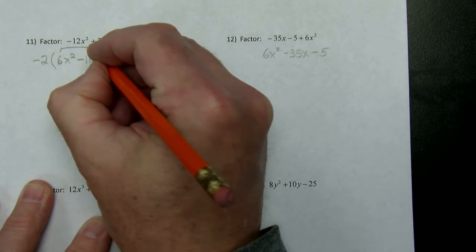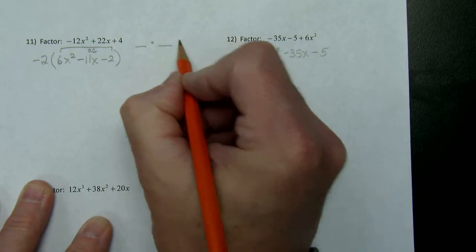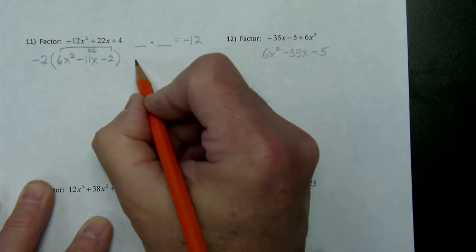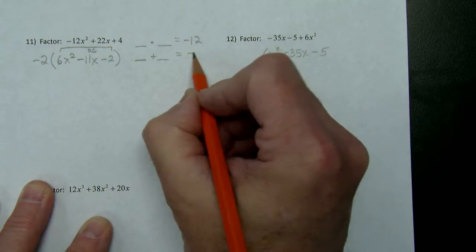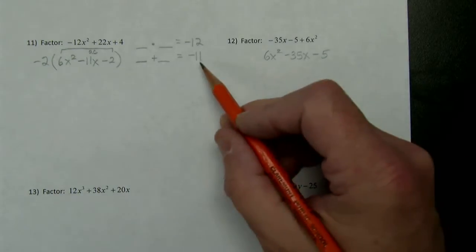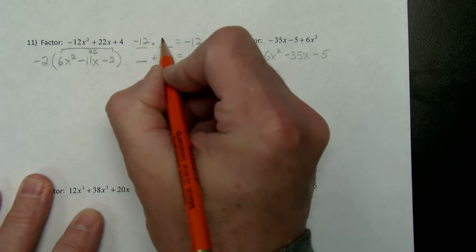So my AC is 6 times negative 2, so I have blank times blank equals negative 12, because my AC value is negative 12. But they have to add to the thing in the middle, so negative 11. Right, so I need to think of those two numbers. Well, let's see, 12 is 1 and 12. That's probably it, right? Because 1 and 12 are two numbers that have a sum or difference of 11. So there it is right there. And it's going to be negative 12 and positive 1.